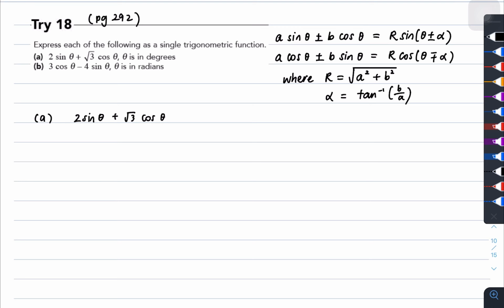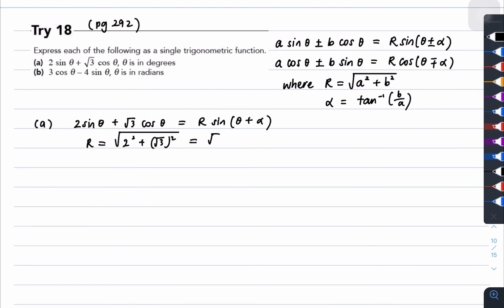Okay, so let's further assume that for this case, because sine is in front, I will need to convert to a sine. Okay, so let me put this as R sine theta plus alpha. Let me do it in this format first. Okay, so for sine, if in front is a plus, this will be a plus. I don't need to flip the sign. Now let me calculate my R. My R would be 2 squared plus root 3 squared, and then the whole thing would be square rooted. So I will have 4 plus 3. So this will be root 7.